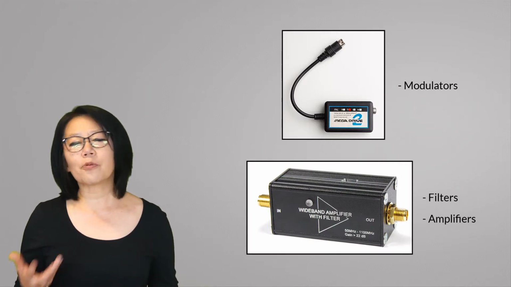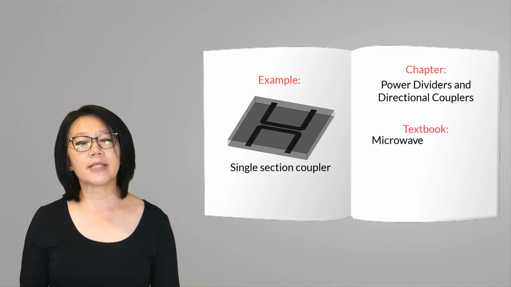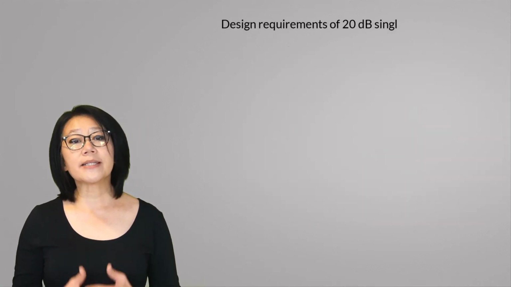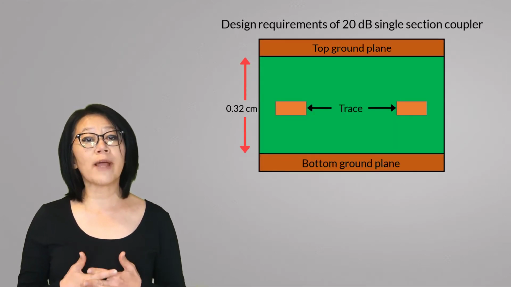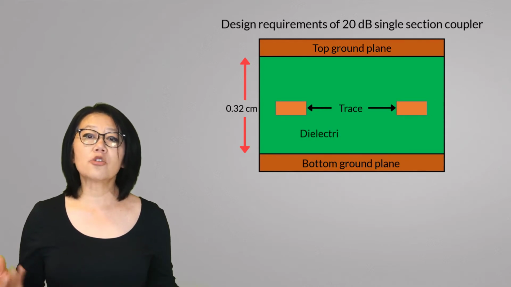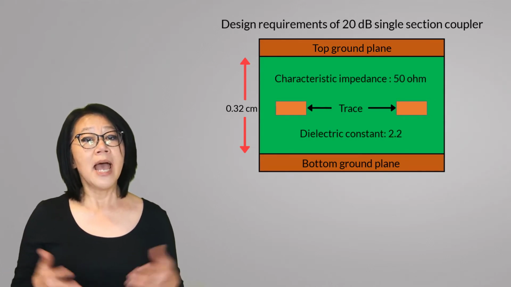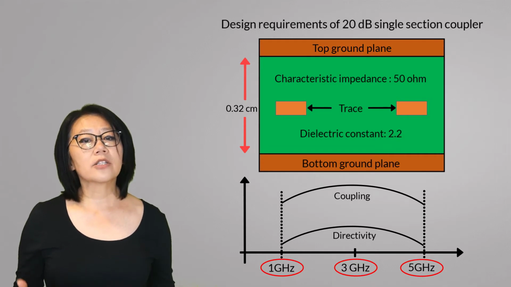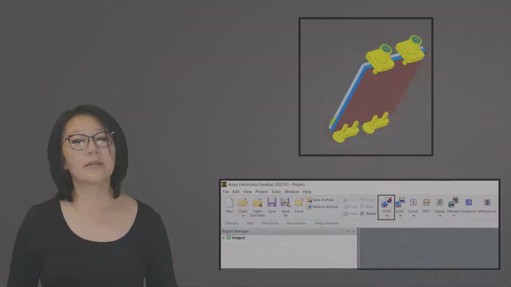And as we did in the previous video, let's go ahead and use an example from that same reference textbook. Design a 20 dB single section coupler in stripline with a 0.32 centimeter ground plane spacing, a dielectric constant of 2.2, a characteristic impedance of 50 ohms, and a center frequency of 3 gigahertz. Plot the coupling and directivity from 1 to 5 gigahertz. Let's create this stripline single section coupler using Ansys HFSS.